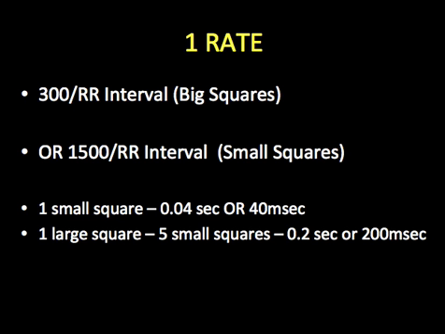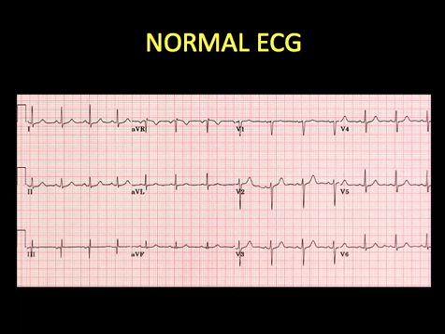Let's start with rate. So generally the computer tells us the rate, and it is right most of the times, but we should also know how to calculate the rate if we are given an ECG. So this is the normal ECG. You can see there are almost three large squares between these two RR intervals. This is R wave, this is R wave. Now the interval between these two is called the RR interval. So there are approximately 3 large squares.